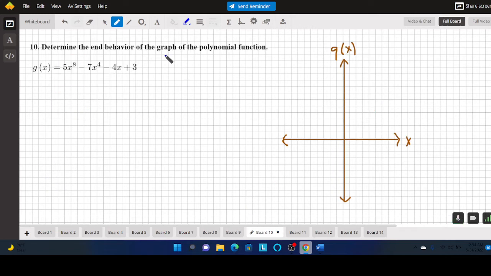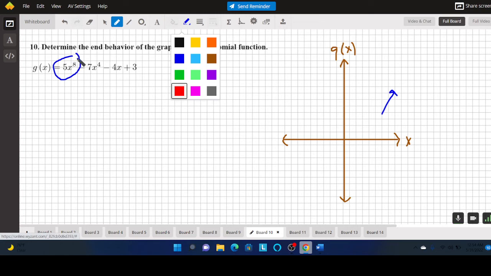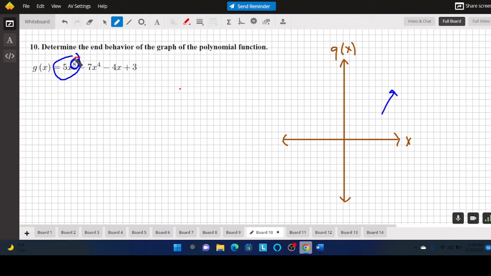Number 10, determine the end behavior. Okay, look at the leading term. Again, positive, so the right side is going up. Positive 5, right side goes up when it's positive. Now we have an even degree. Trying to get that in red, it's not cooperating. There we go. Even degree. So both ends go in the same direction with an even degree.